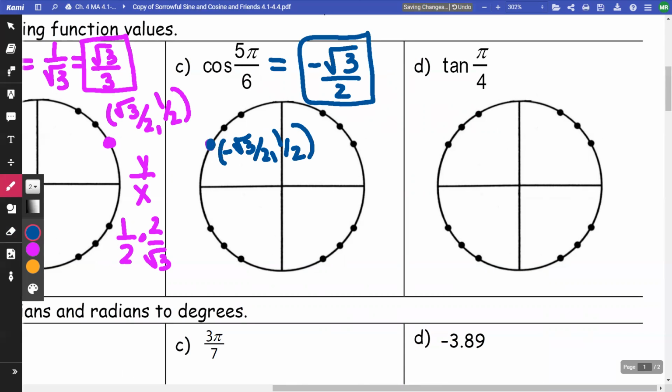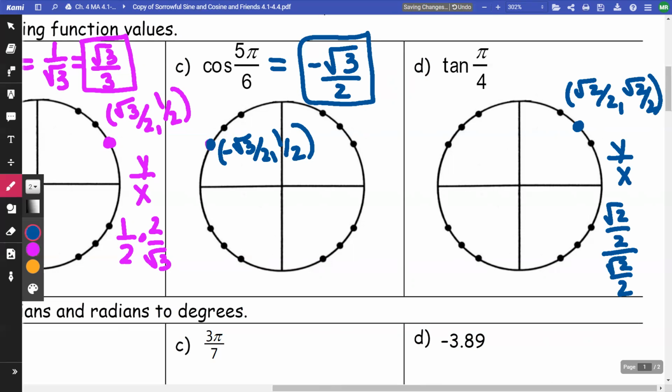Tangent of pi/4 is going to be right here. That's going to be √2 halves, comma, √2 halves. And the tangent is going to be y over x. So when I have √2 halves over √2 halves, that's just going to be 1. So my answer is 1.